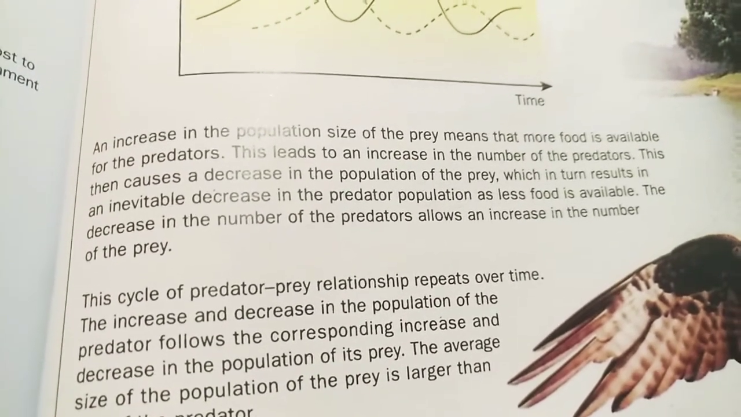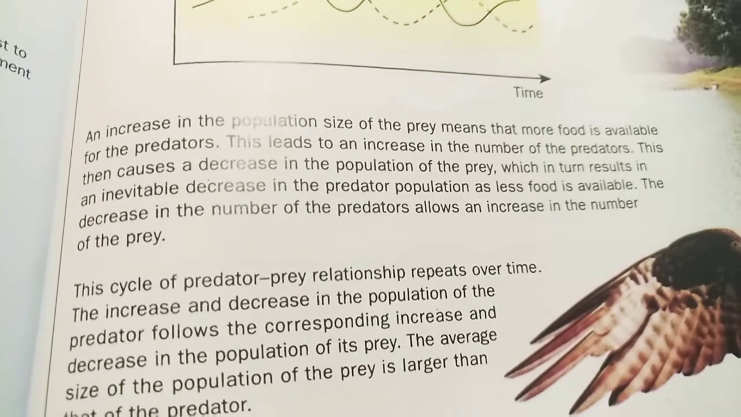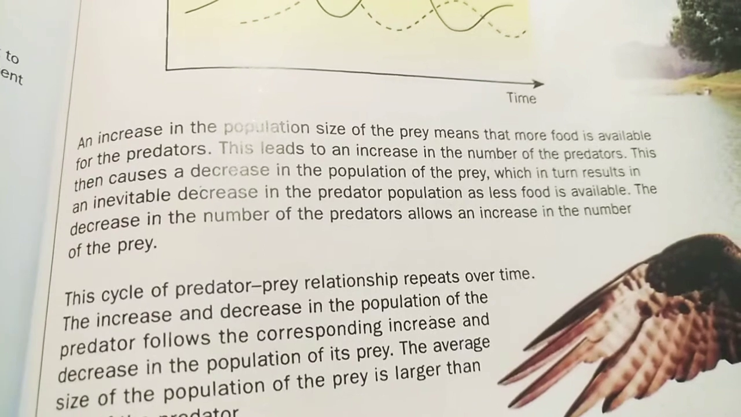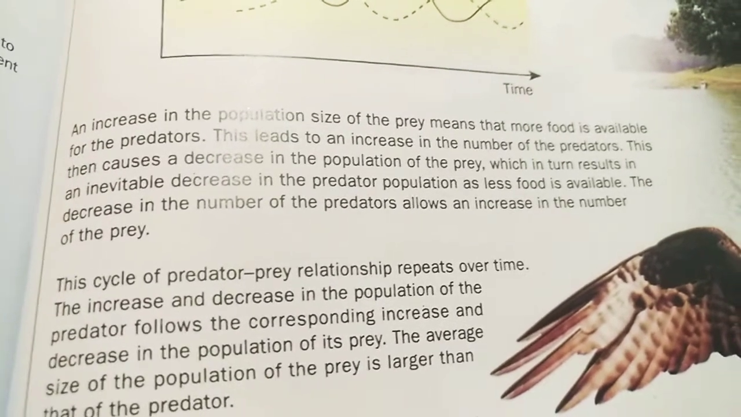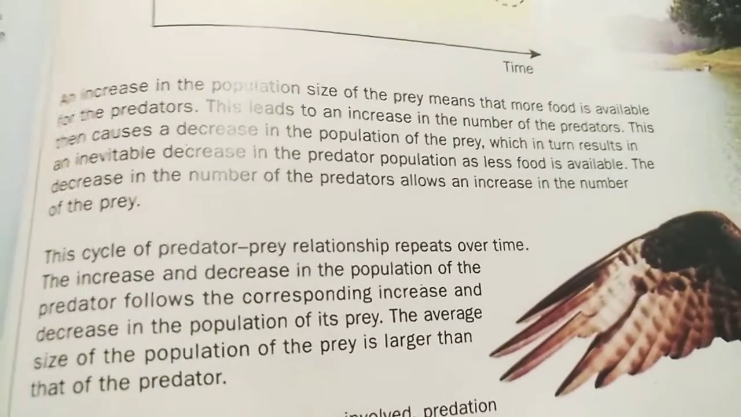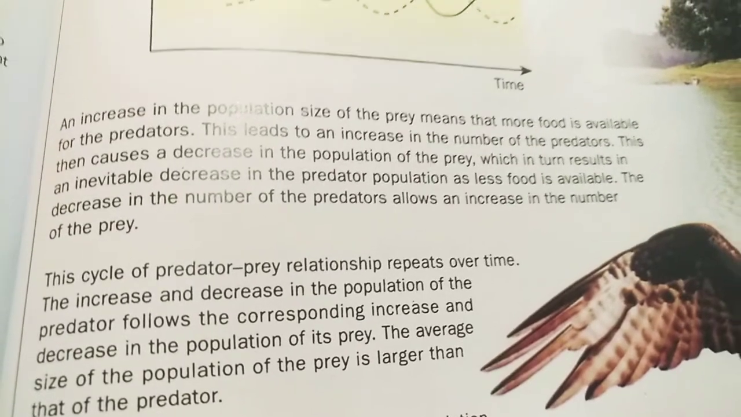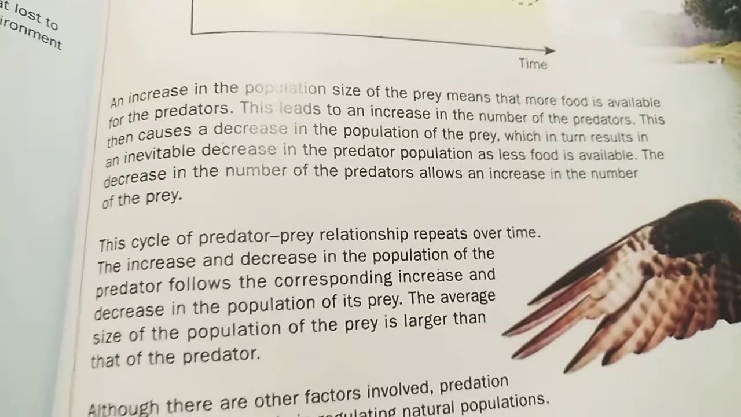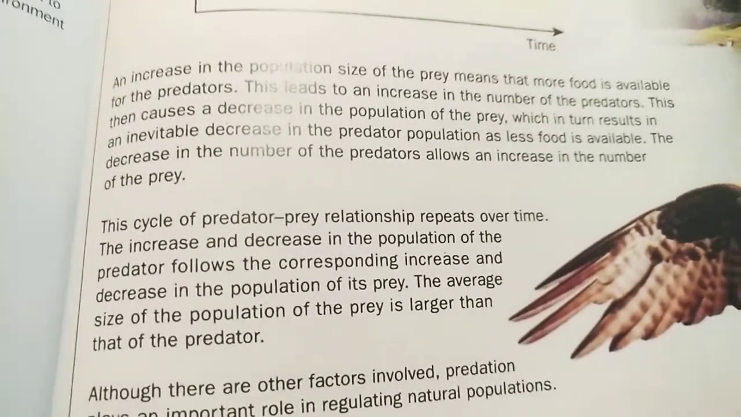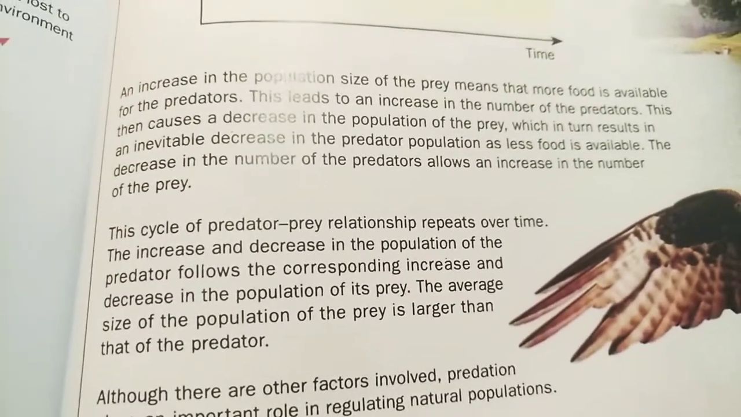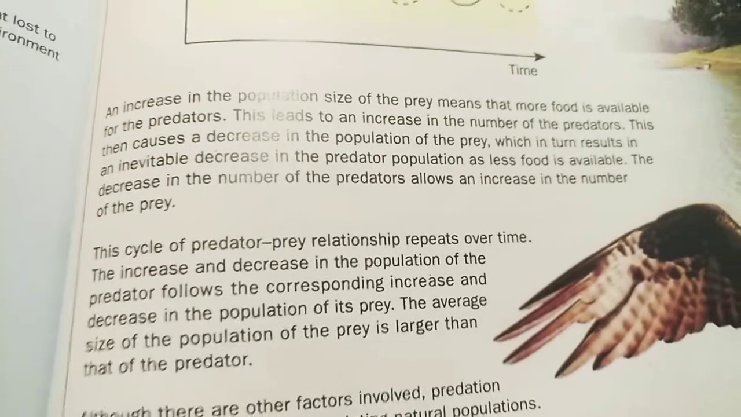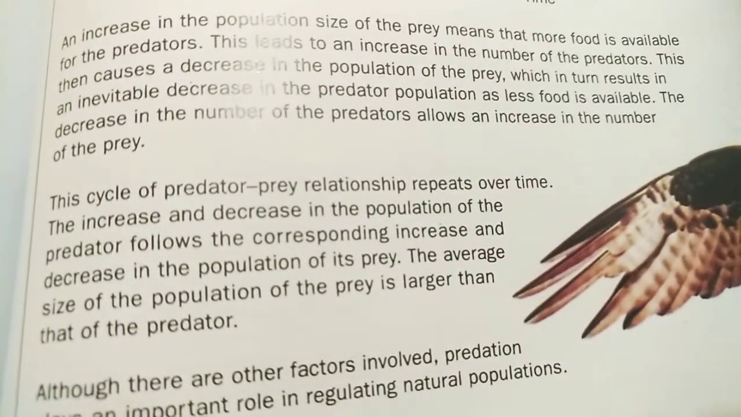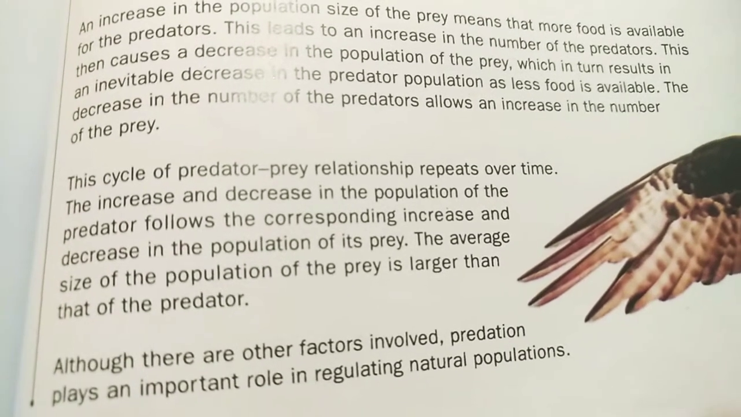This then causes a decrease in the population of the prey, which in turn results in an inevitable decrease in the predator population as less food is available. So I guess the predator and prey relationship is directly proportional to each other. Whenever the number of the prey is more, the predator will be more. And whenever the number of the prey becomes less, the predator will be less. The cycle of the predator-prey relationship repeats over time.